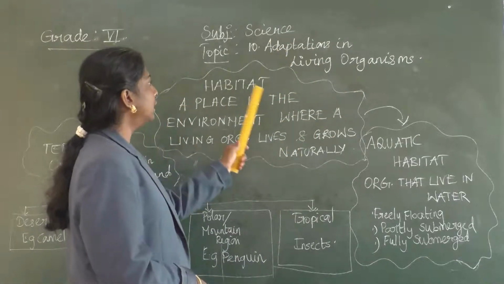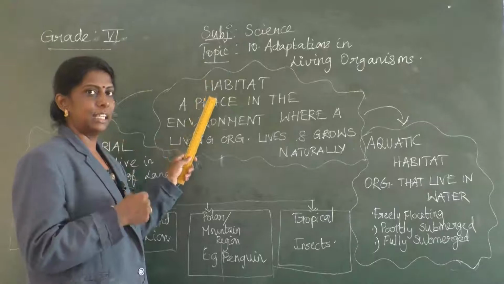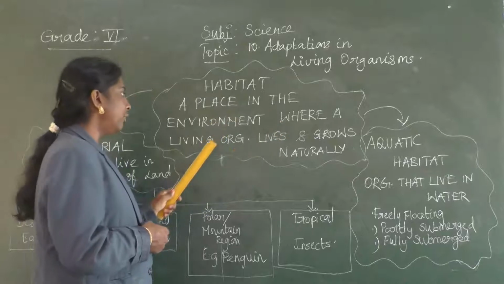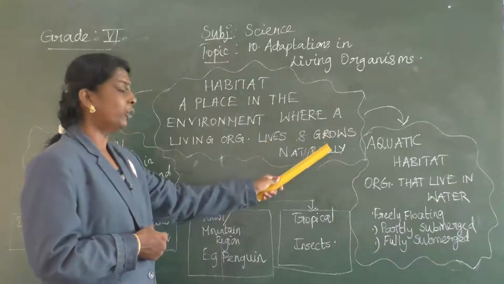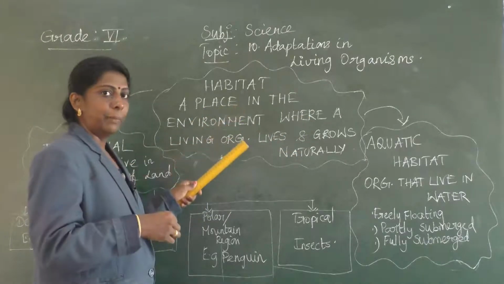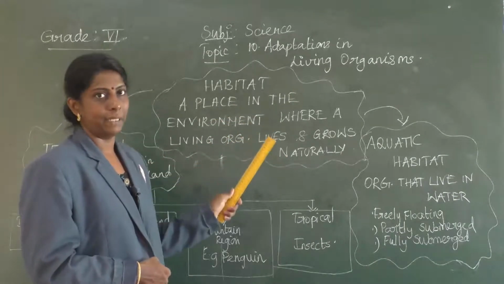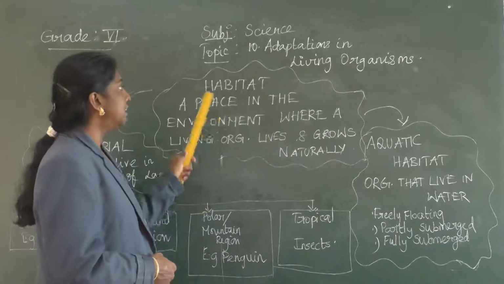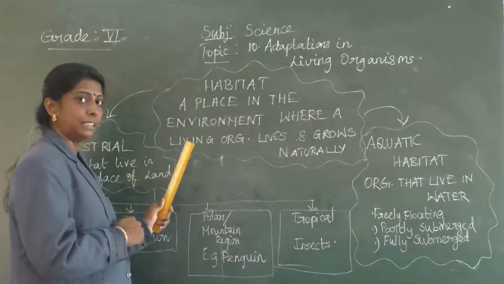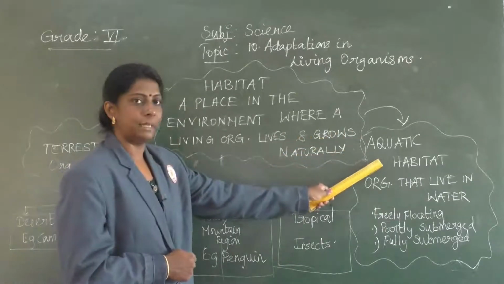So we are going to learn about habitat. Okay. So what do you mean by habitat? It's nothing but a place in the environment where a living organism lives and grows naturally. A place in the environment where a living organism lives and grows naturally is said to be a habitat. So habitat is further classified into two main types, that is terrestrial habitat and aquatic habitat.